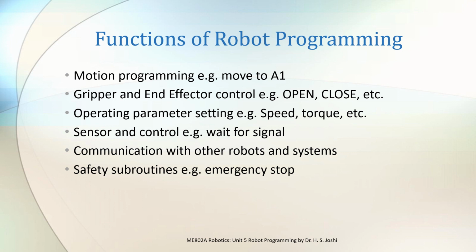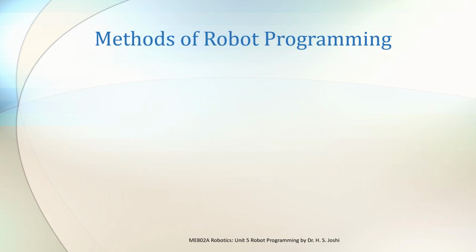Next one is safety subroutine. Sometimes there can be requirements where emergency stops may be needed, or some immediate action may have to be taken by the robots. In that case, there has to be a provision which we typically call safety subroutines. We'll be discussing this in more detail when we talk about the subroutines of the textual programming language later in this unit. But at this point, it is enough to understand that there is a need to have some programs, typically called safety subroutines, and that is also a function of the language.